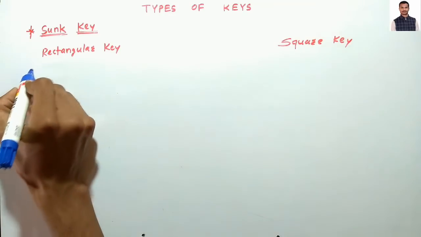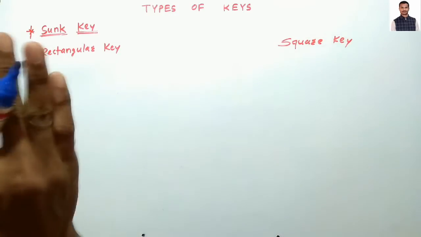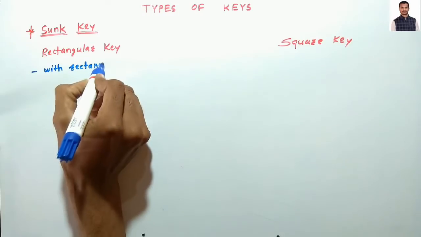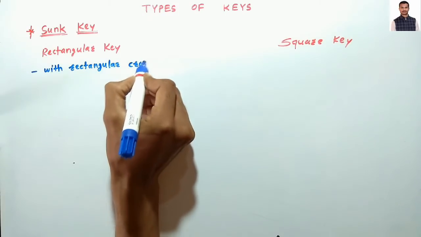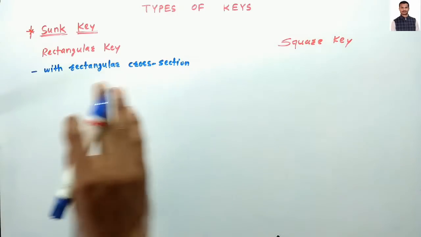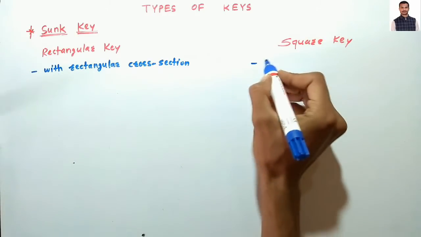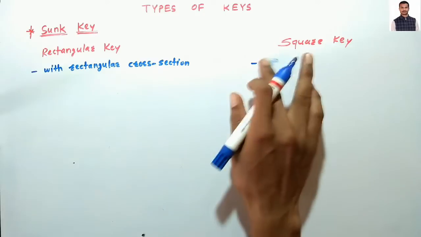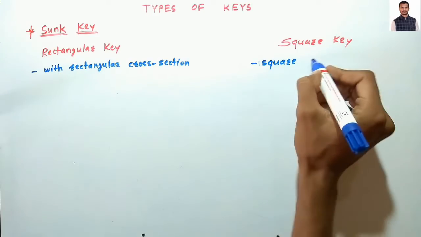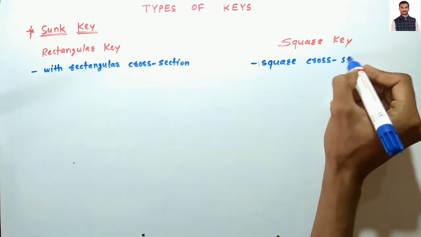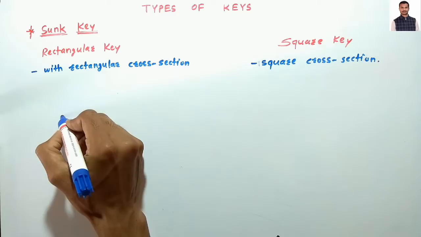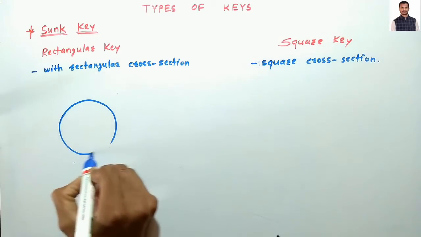First, see what a rectangular key is. A rectangular key is a sunk key with rectangular cross section. That is called a rectangular key. And a square key is a sunk key with square cross section. So in the diagram, let us see.